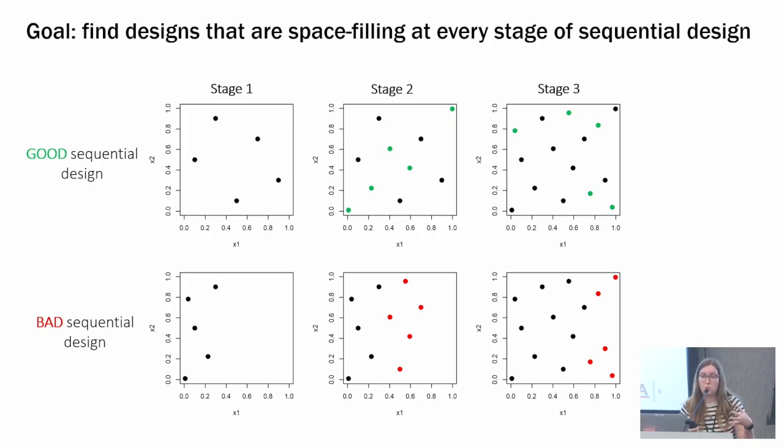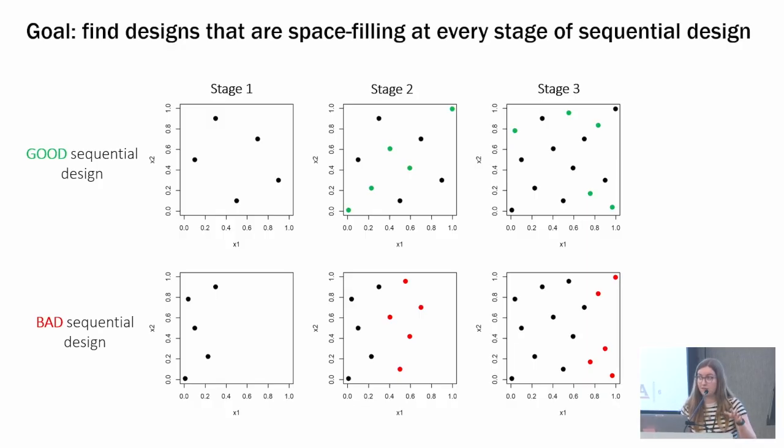So now I've shown why we might want to find space-filling designs and why we want to find sequential designs. And now what we want to do is combine those two ideas together and find designs that are both space-filling and sequential. What this is really going to boil down to is we want to find designs that are going to be space-filling at every stage of the sequential design process.